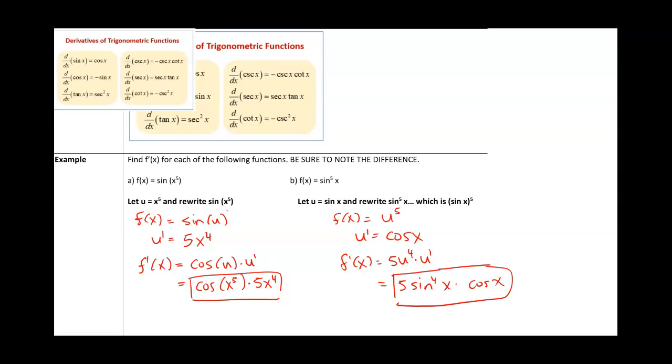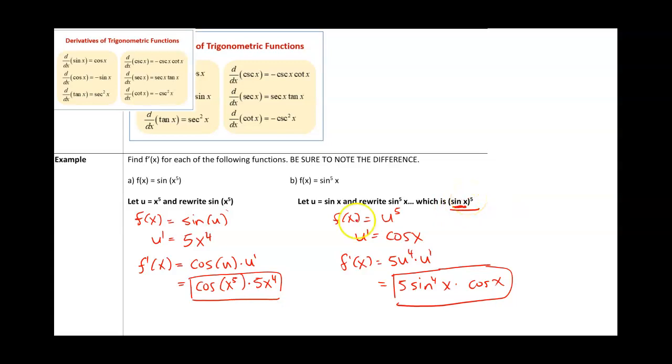Now this is different from part B, which says sine to the 5th power of x. When you see this, it's actually equal to sine of x, to the 5th power. When you have sine 5th x, that's sine of x to the 5th power. So now in the parentheses, our inner function is going to be sine of x. That's our inner function, so we're going to let u equal sine of x.